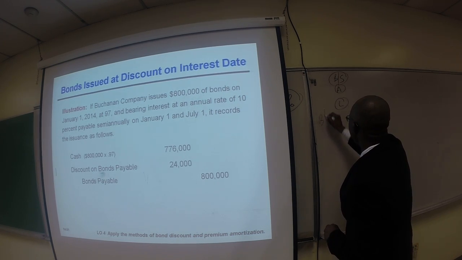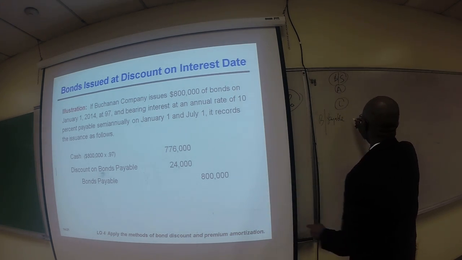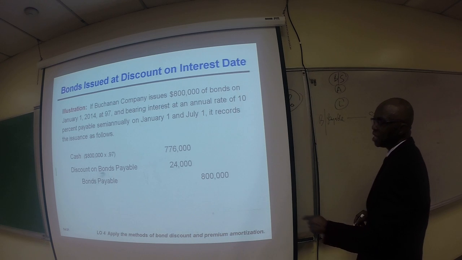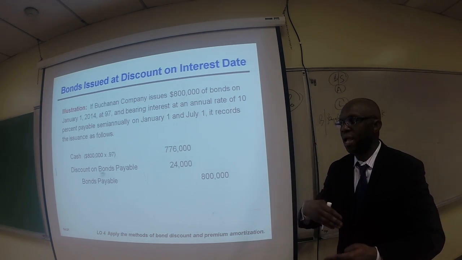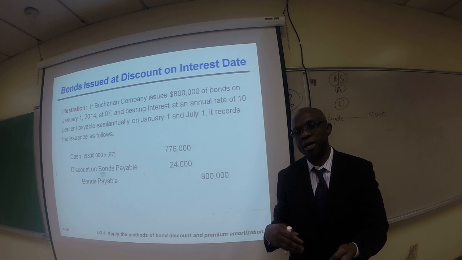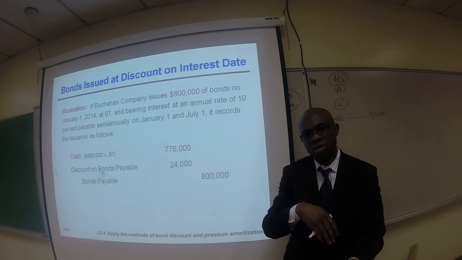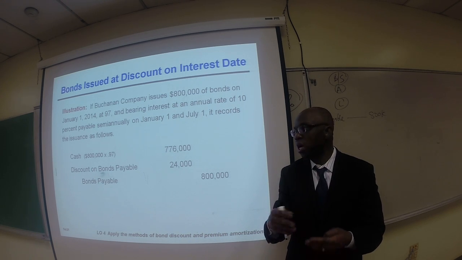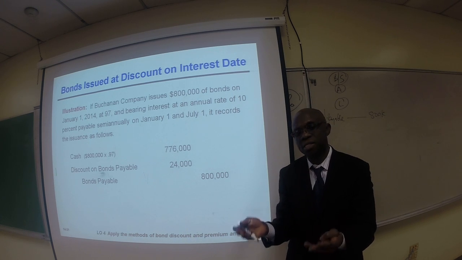So bond payable has a normal credit balance, in this case 800,000. Discount on bond payable is a contra account to bonds payable. What do you mean by that? You know that the contra account is an account that offsets another account. So since discount on bond payable is a contra account to bonds payable, it has the opposite normal balance. So the normal balance is debit.